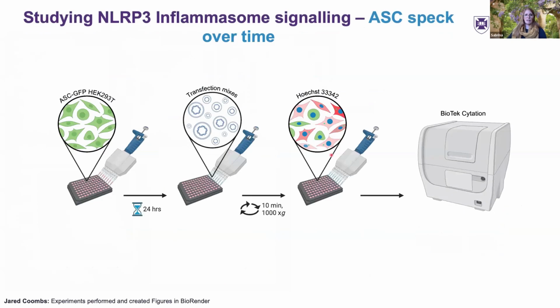And basically, we did the same layout as we would do for the flow cytometer. So we used our ASC-GFP cells, transfected them with a plasmid containing mCherry-expressing NLRP3, added Hoechst dye to stain the nuclei to know where the cells are, and then straight after the transfection, put them into the Cytation. So not waiting until a speck might be formed or not, but immediately after transfection, to follow the cells to see kinetically when the speck is formed.